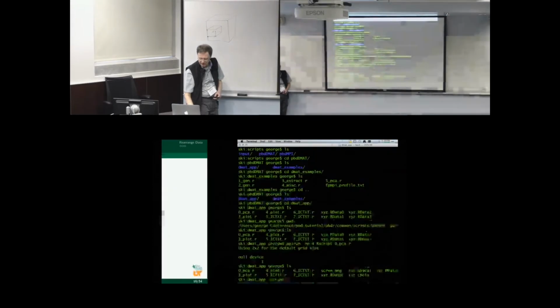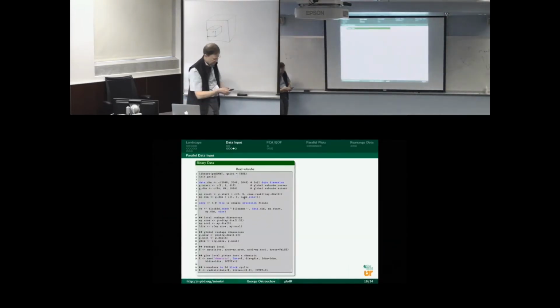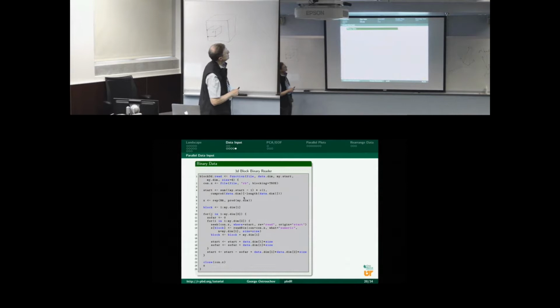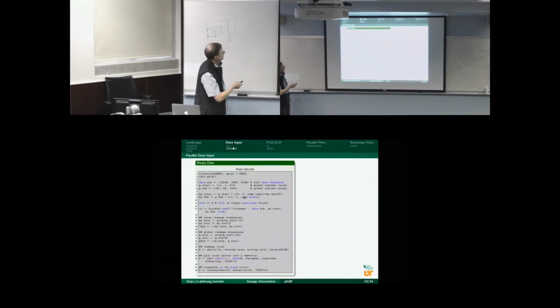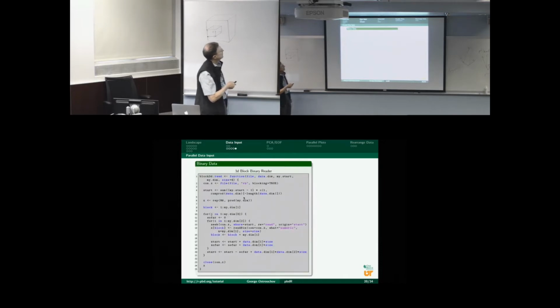Let me look at that. I forget if I did it that way. Okay, so this is the block 3D reader. That's just this line here. I probably shouldn't go into it. I'll just highlight a few things here. So first of all, you open the connection. Up here, you open the file as a connection.